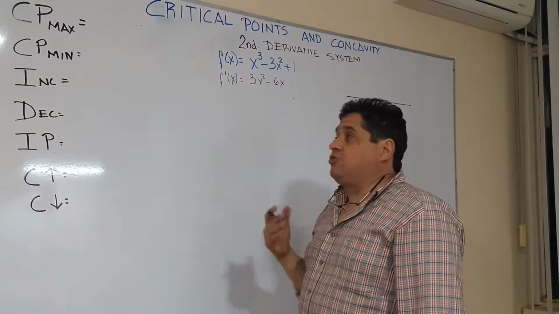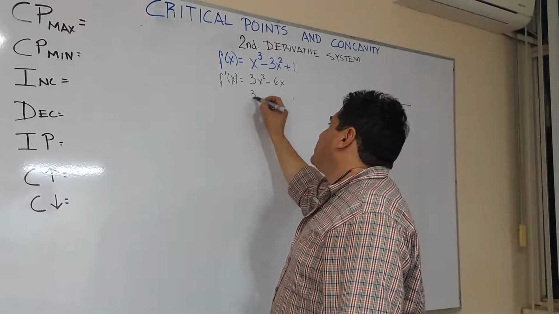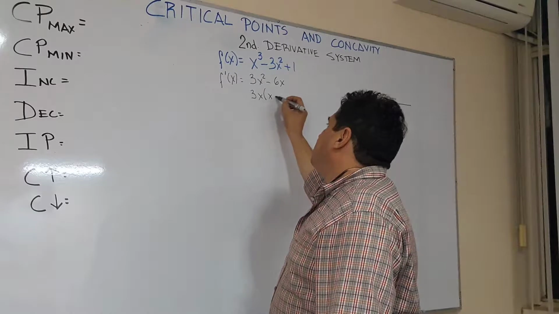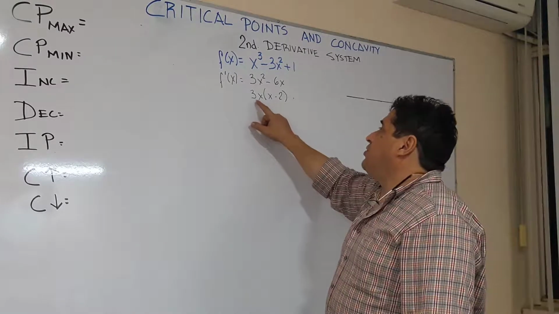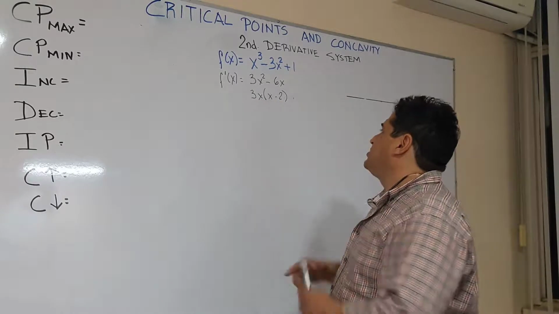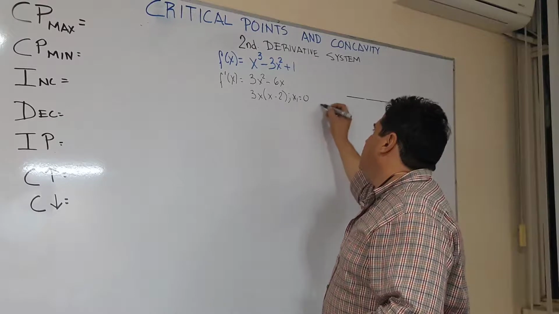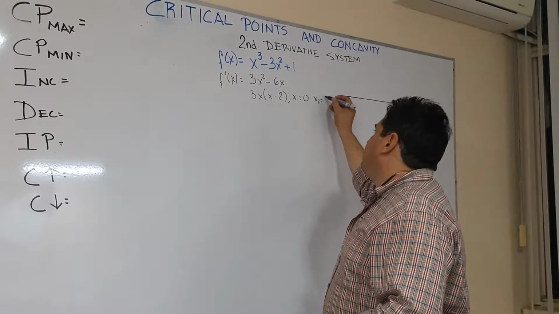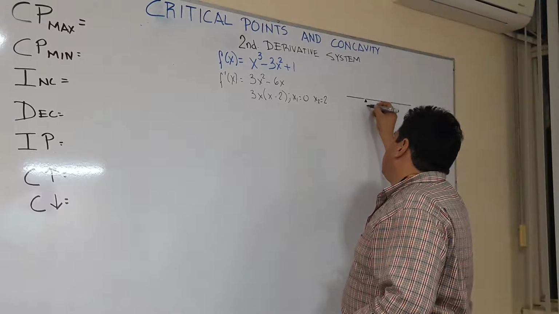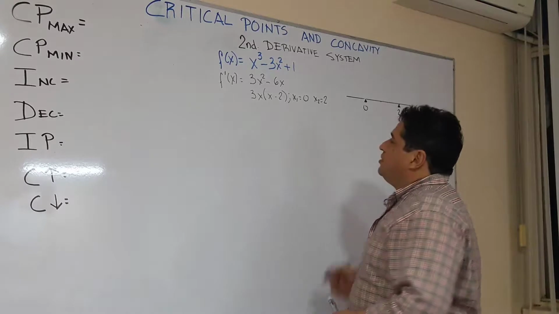Just like we did before, to get the critical points, I'm going to factorize it. So I'm going to take 3x as a common factor, and it's going to be x minus 2. So 3x times x equals 3x squared, 3x times minus 2 equals minus 6x. So this is giving me that x1 is going to be equal to 0, and x2 is going to be equal to 2. So I'm going to get 0, and I'm going to get 2.